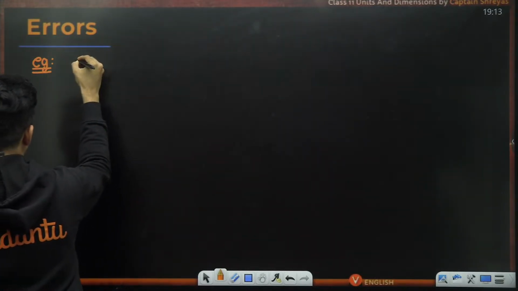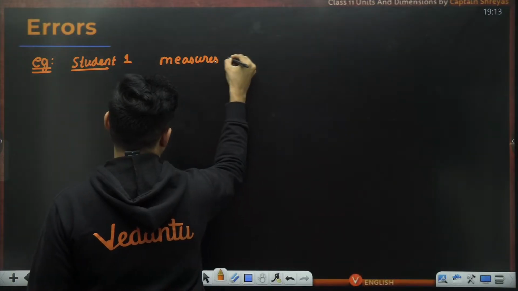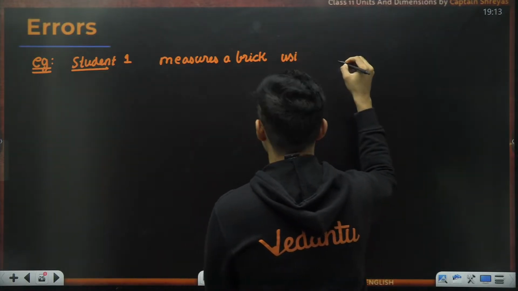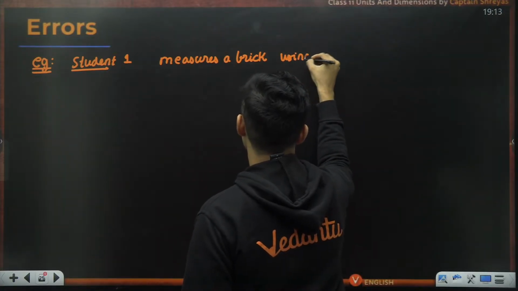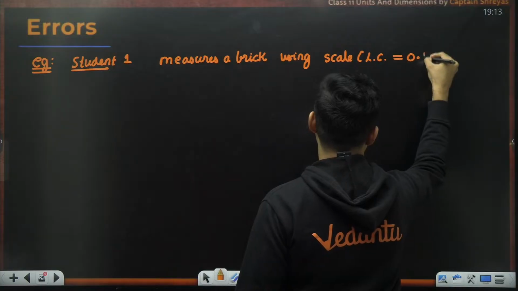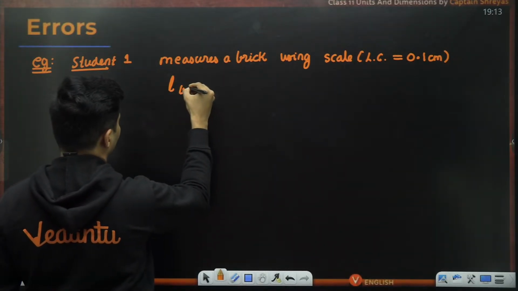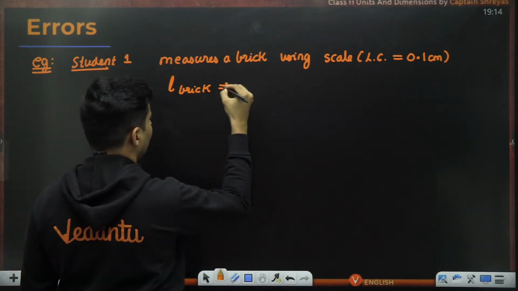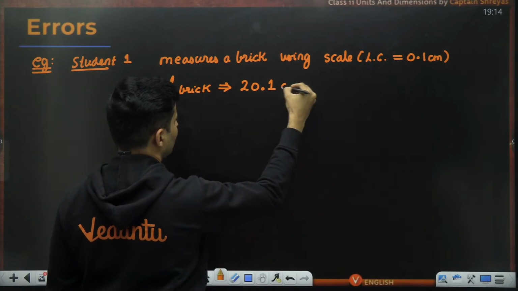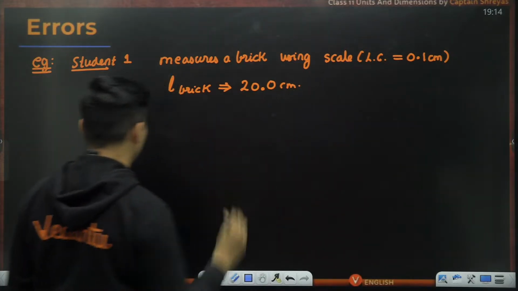Imagine there is a student number 1. He measures a brick using a scale of least count equal to 0.1 centimeter, and he measures the length of that particular brick to be, let's say, 20.0 centimeters.